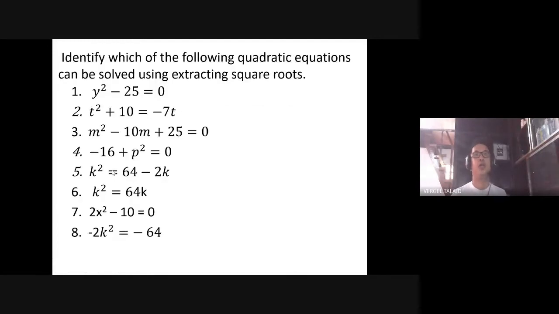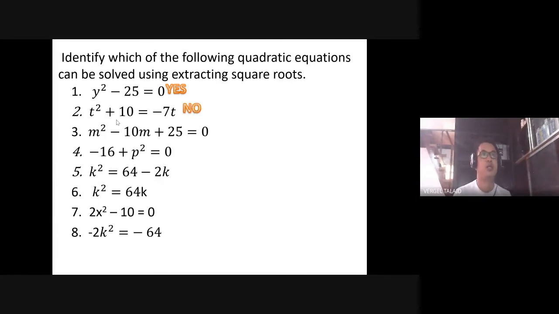Now, identify which of the following quadratic equations can be solved using extracting square roots. Number 1, y squared minus 25 is equal to 0. Since b is missing, we have only a quadratic term and a constant, so that can be solved using extracting square roots or property of square roots. How about number 2? t squared plus 10 is equal to negative 70. Since this is already complete, we have here b, the linear term. So, therefore, that cannot be solved using property or extracting square roots.